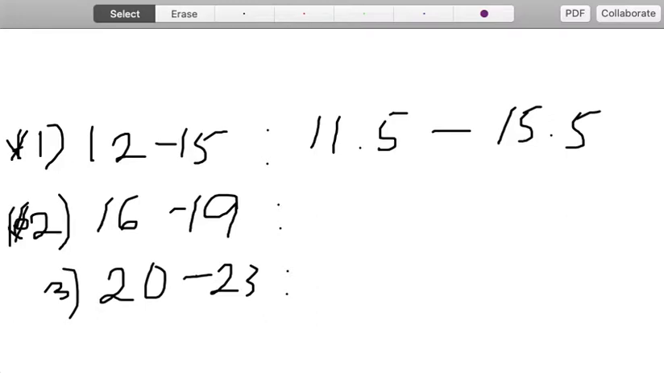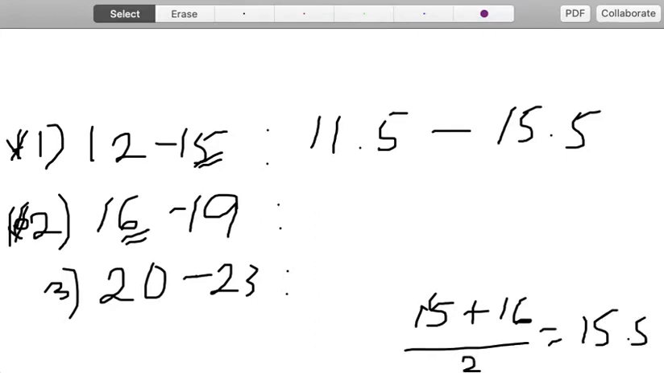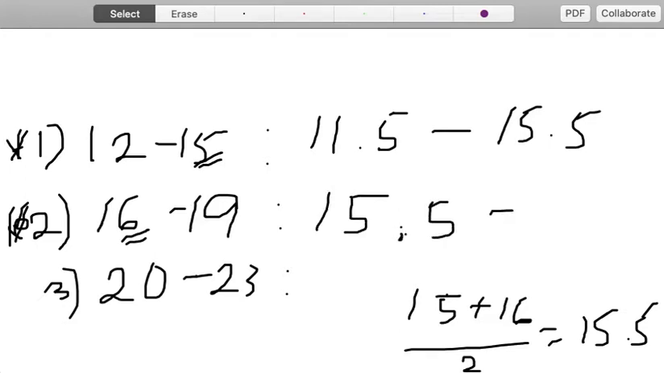All right, now the adjoining classes of these two classes, which is the upper class limit of the previous class interval and the lower class limit of our second class interval, we're going to get the value halfway between them, and that is 15 plus 16 divided by 2. Let me make some corrections here. This will be 15 plus 16. Okay, so we come up with 15.5.